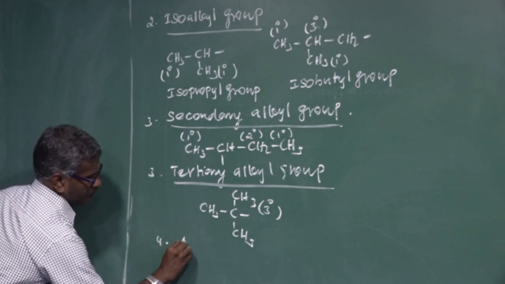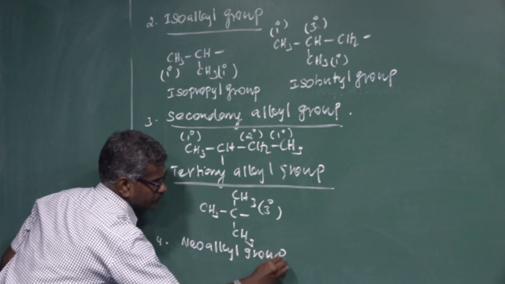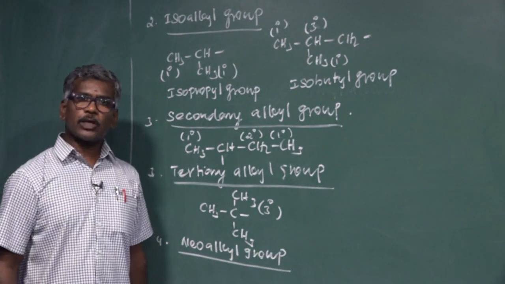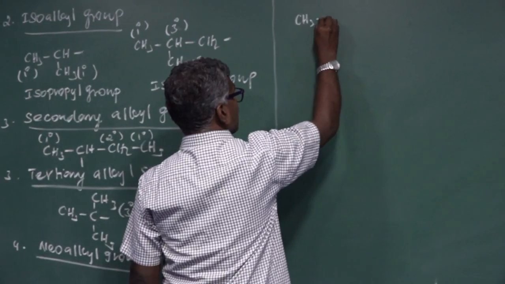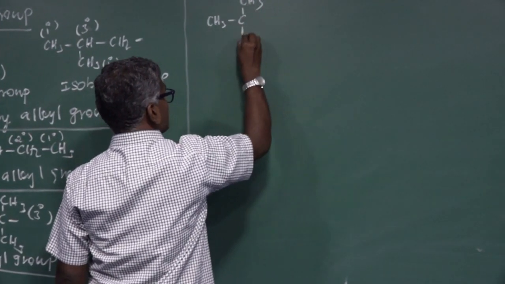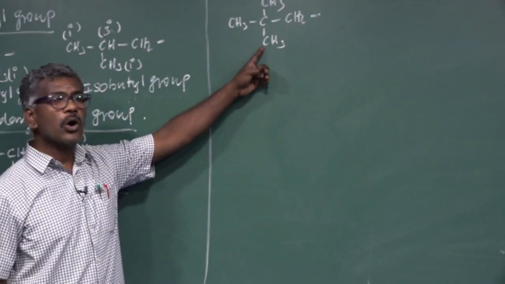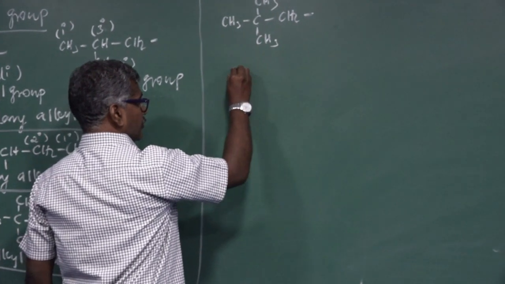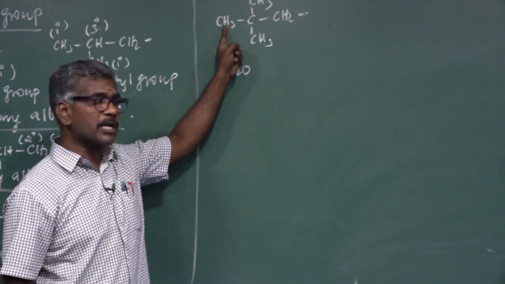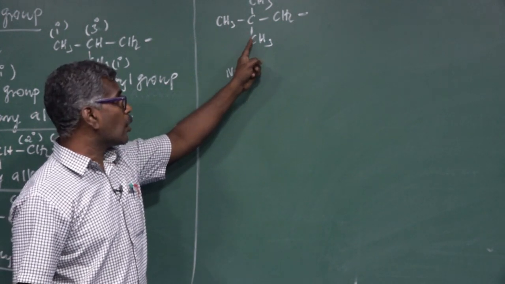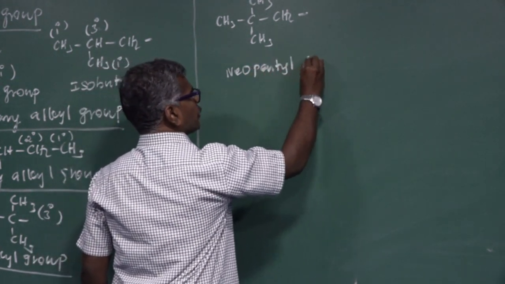Another one, neo alkyl group. Neo alkyl group is CH3, CH3, CH3, CH2. This name is called neo alkyl group. What is the meaning of neo? The center carbon is attached to four other carbon atoms. This name is called neo. Totally how many carbons? One, two, three, four, five. Pentyl group.